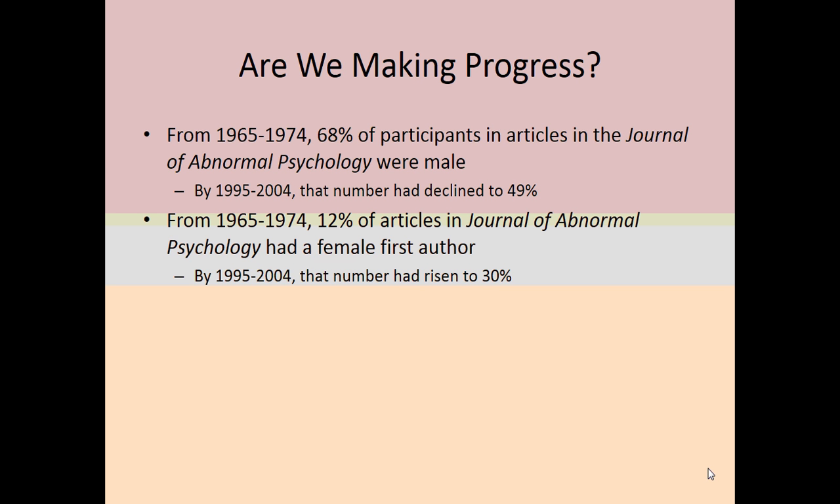And then looking at authorship, 12% of the articles in the Journal of Abnormal Psychology had a female first author from 1965 to 74. By 1995, we've gotten that number up to 30%. So we're getting an increased number of female first authors, female lead researchers in the field of psychology.